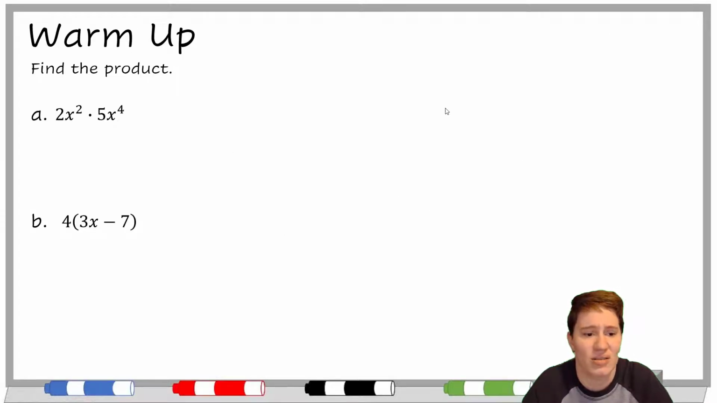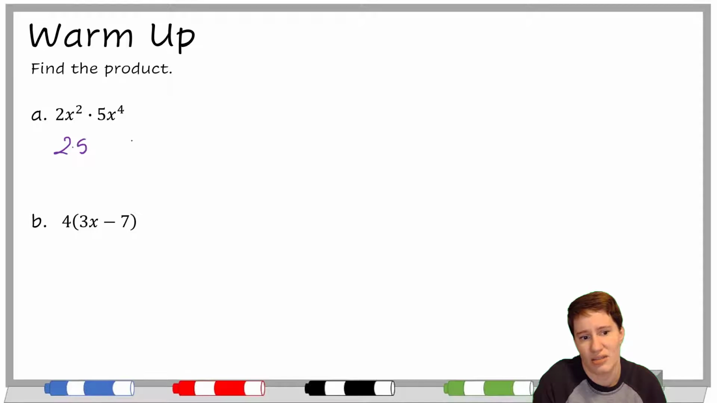So A here, 2x squared times 5x to the fourth. This is a review of exponent rules. I recently did a video on exponent rules, and if you're in my class, we recently discussed exponent rules. So this is a reminder of, okay, what is happening here? If I do something like 2x squared times 5x to the fourth, how does that work? Well, here's how it works. I do the 2 and the 5 together. I multiply them like normal because they're just normal numbers.